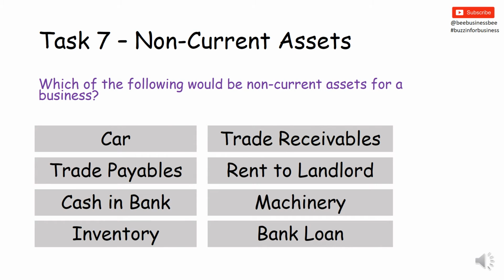Okay, task 7. Let's look at non-current assets. So which of the following would be an example of a non-current asset? I'm hoping that you spotted that it would be the car and the machinery, because these are things that we own but take longer than a year to turn into cash. So it would take longer than a year to turn the car or machinery into cash in the world of accountancy.